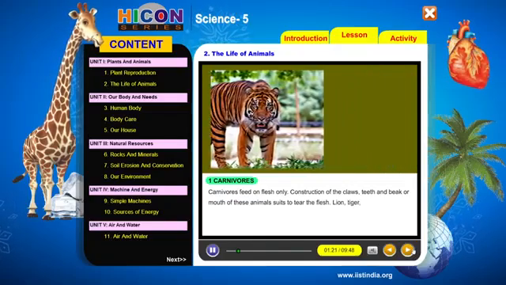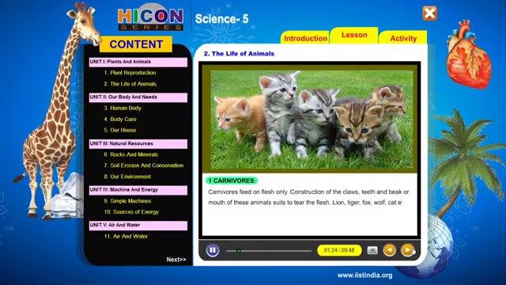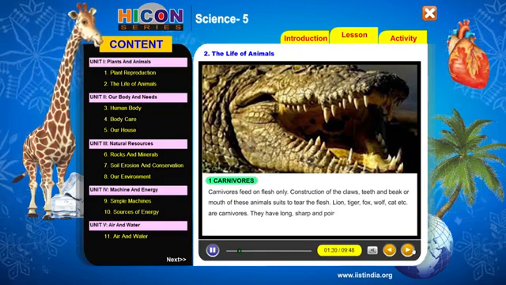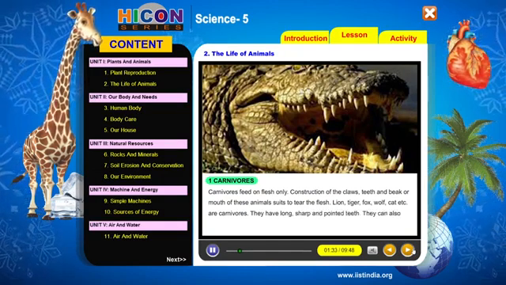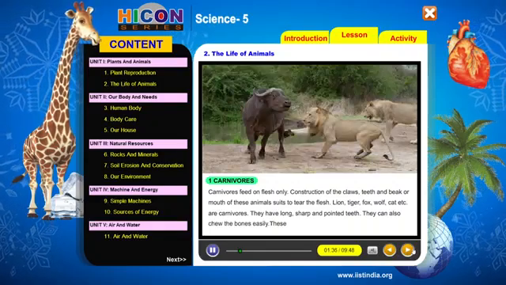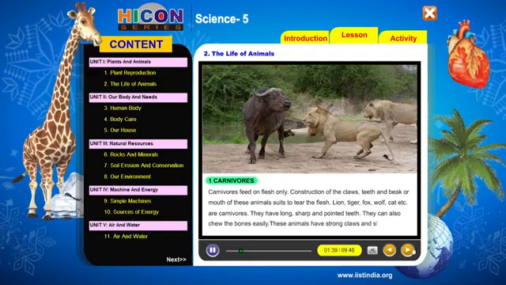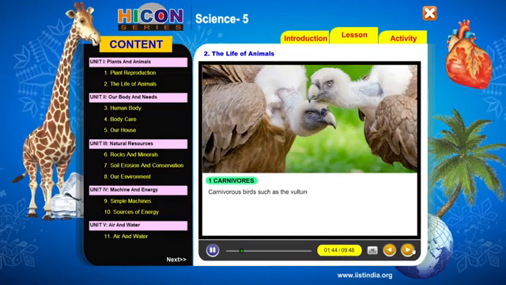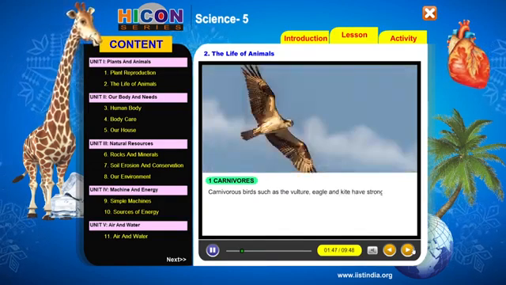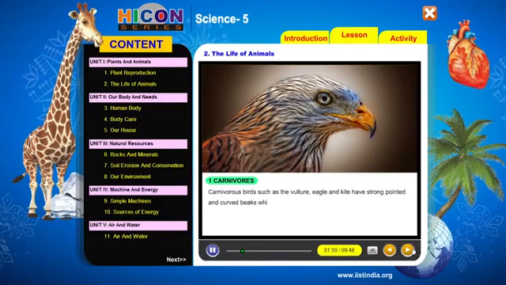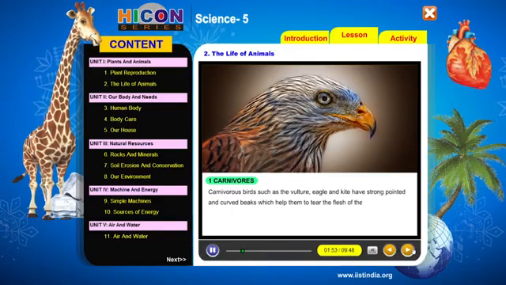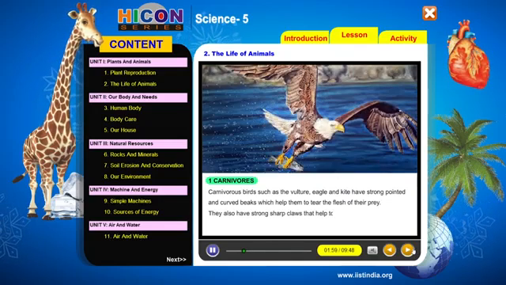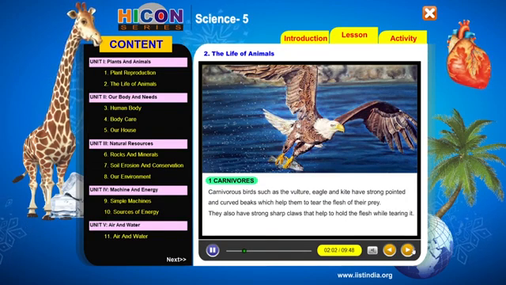Lion, tiger, fox, wolf, cat, etc. are carnivorous. They have long, sharp, and pointed teeth. They can also chew the bones easily. These animals have strong claws and sharp nails. Carnivorous birds, such as the vulture, eagle, and kite, have strong, pointed, and curved beaks which help them to tear the flesh of their prey. They also have strong, sharp claws that help to hold the flesh while tearing it.